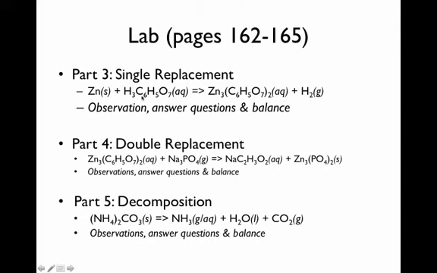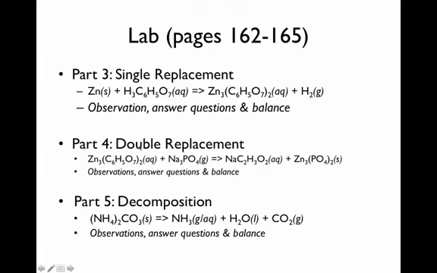Part 3 will show you a single replacement reaction. You're going to take solid zinc, and for zinc you are going to use one of the washers that you used in the density experiment. You're going to mix it with citric acid. This is the formula for citric acid. In this case, the citric acid is dissolved in water. There will be a reaction that takes place. It will make something called zinc citrate and hydrogen, and basically you're going to make observations, answer the questions, and balance this equation up here.